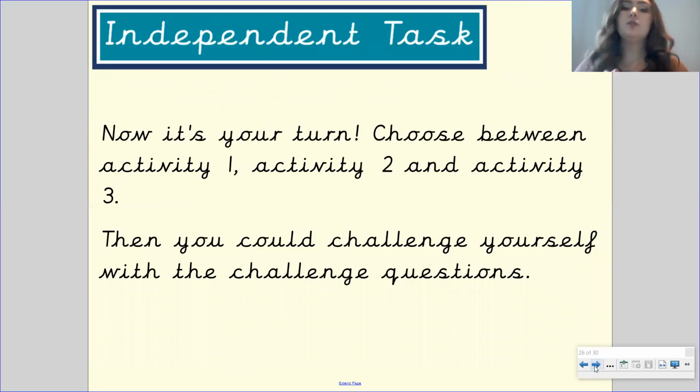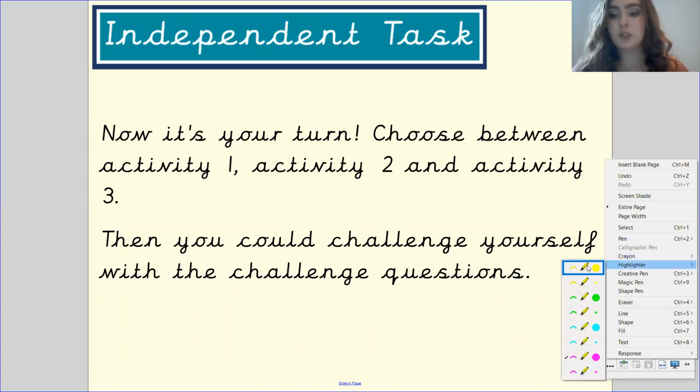Okay, so now it's your turn. You need to choose between activity 1, activity 2, and activity 3. And then you can challenge yourself further with the challenge questions.